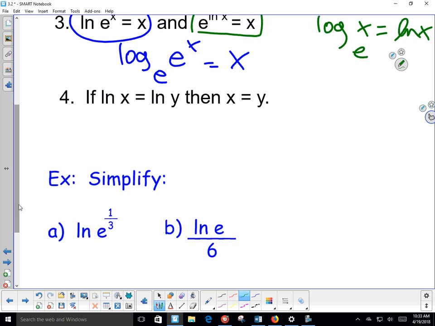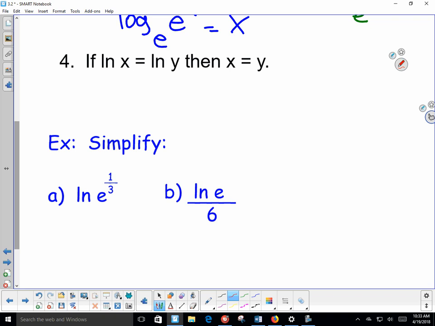Yeah. Okay, so what's ln of e to the 1/3 going to equal, Rachel? Remember, you can think of this as log to the base e of e raised to the 1/3. Yeah, because this is saying e raised to what power gives me e raised to the 1/3 power? It will be 1/3. How about letter B? What's ln of e divided by 6? Dane?